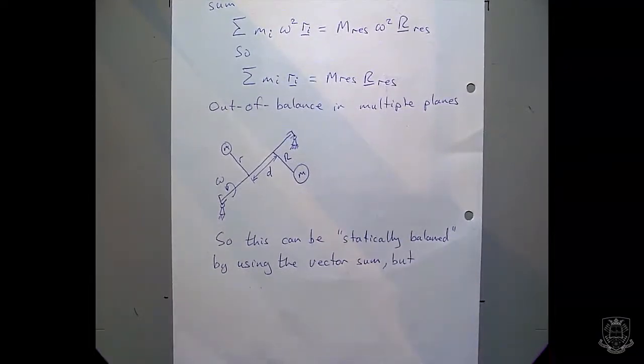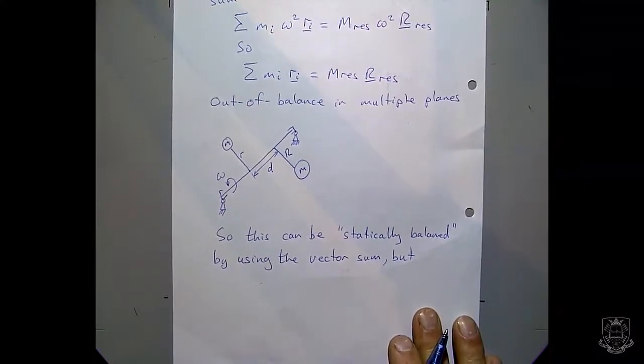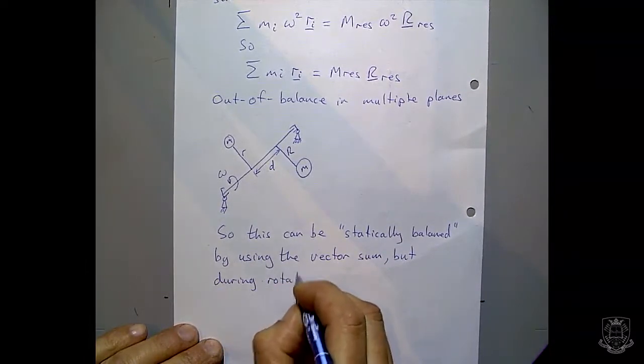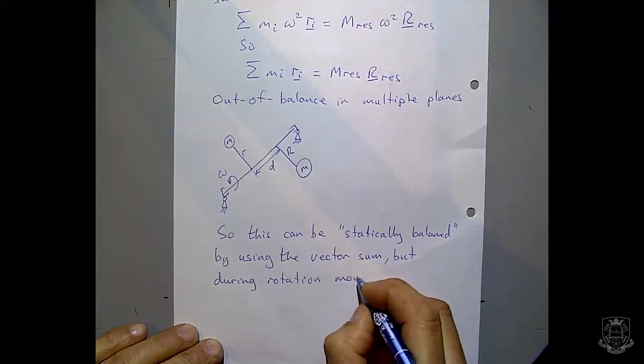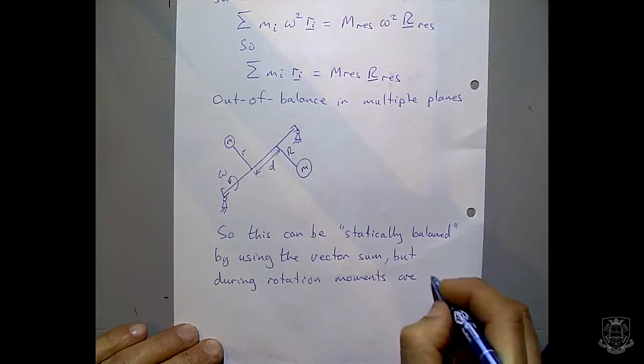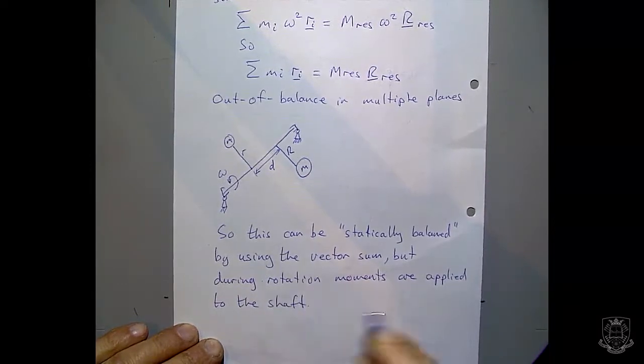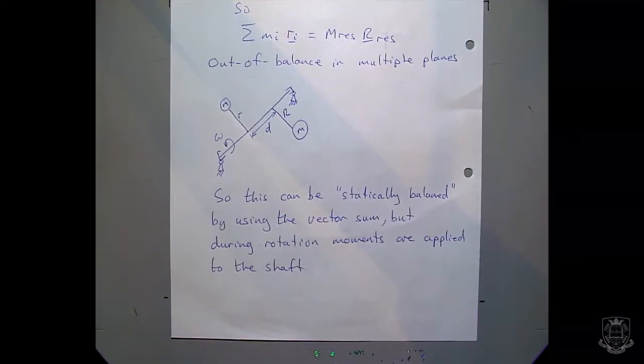But as I'm sure you can see, during the rotation there's also going to be moments applied to this shaft, because essentially in each plane a force is being applied on the shaft, isn't it? So each component will apply its own moment effect. And the terminology that people use is they say that it can be statically balanced by just adding up using the vector sum, but it's dynamically out of balance because of these moments that happen.